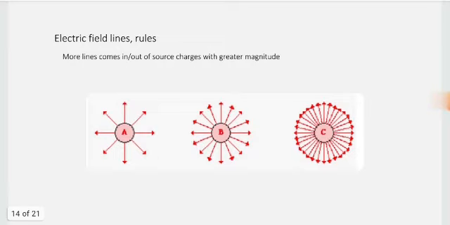Now, the second rule is about the number of lines or the density of the lines. If there are more lines coming in or out of a source charge, that means na yung charge na yun ay may mas malaking magnitude. So dito sa A, B, and C, obviously, C has a larger magnitude of source charge, or the magnitude of source charge, letter C, is larger than A and B. That's why there are more lines coming out of it. It's more capable of changing the space around it.